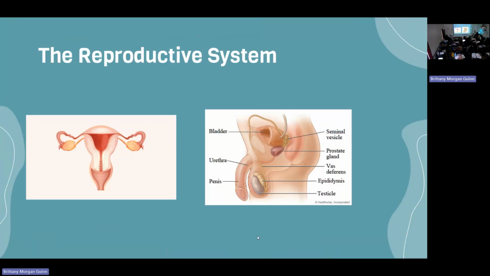The biological male reproductive system produces and transfers sperm cells to the female and consists of the testes, penis, and accessory structures.